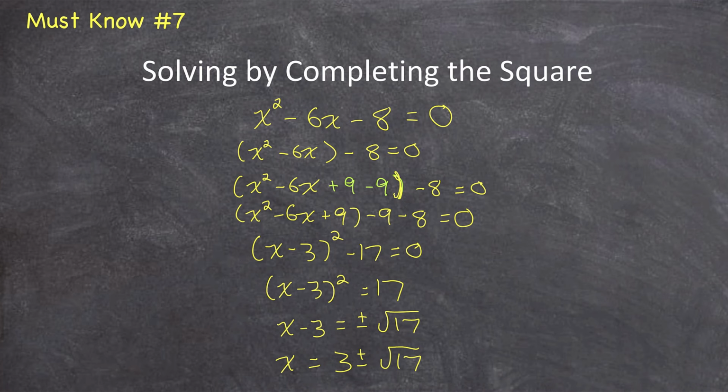There are two answers there, 3 plus root 17 and 3 minus root 17. They're both irrational answers, so I'll leave it in exact form, just like this. You could use a calculator to get an approximate value for each of those answers if you wanted to. There you go. Now you know completing the square is not only a method for figuring out the vertex of a quadratic, but it can also find you the solutions to a quadratic equation.